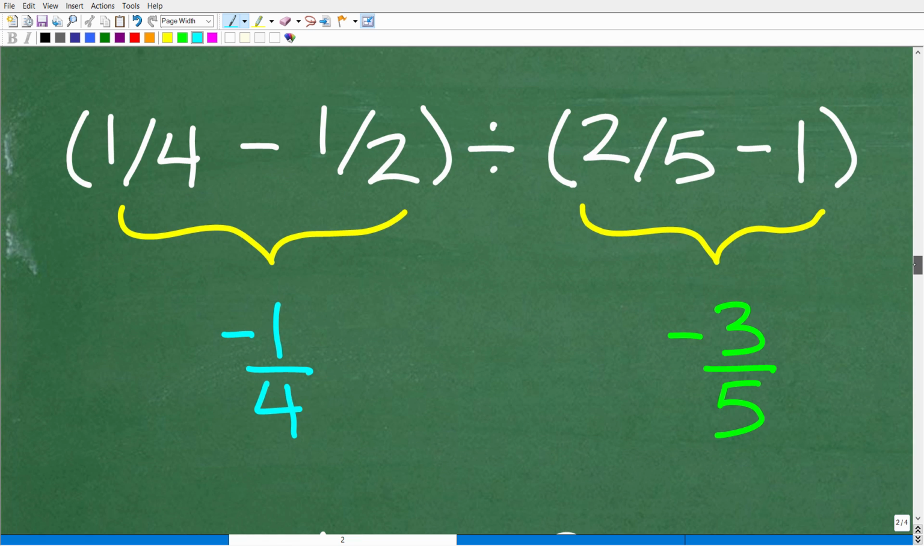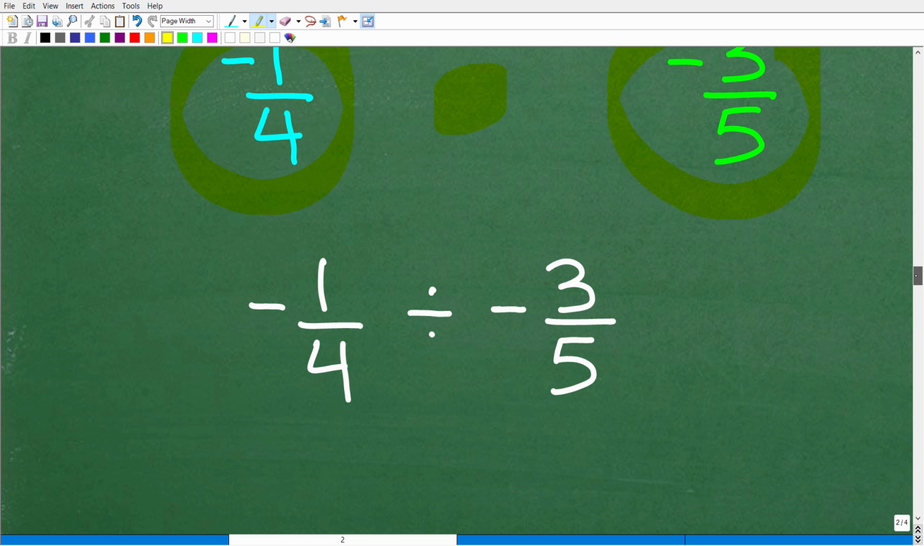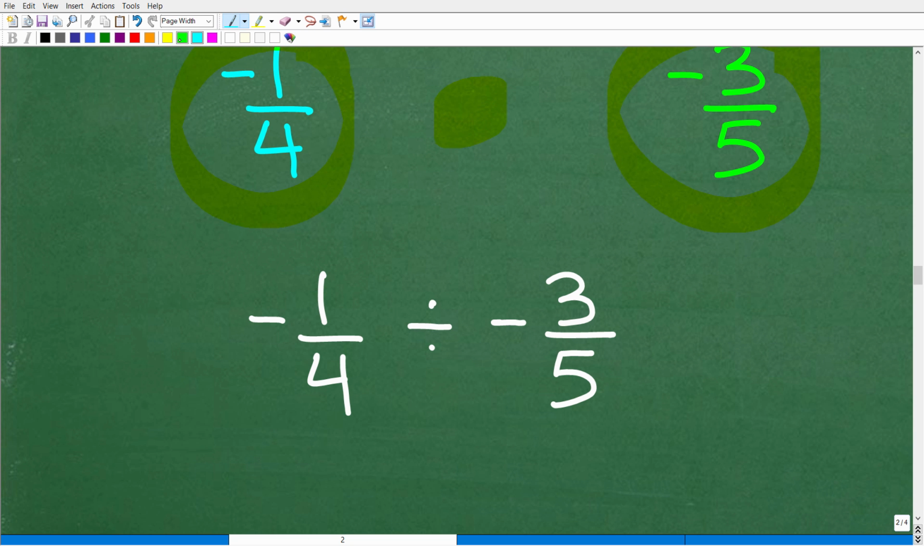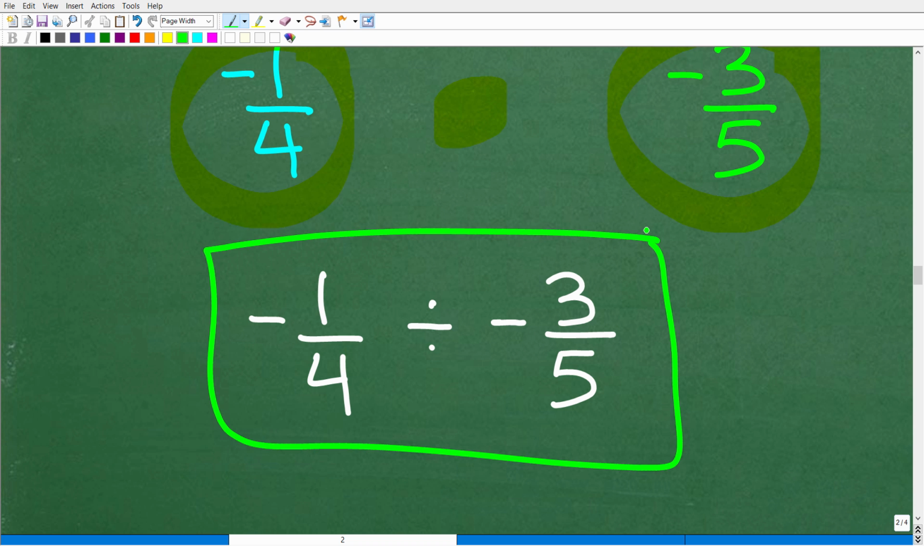Okay, so now we're down to the following. We did the parentheses first. Remember, we're following PEMDAS, so we did what was inside each parenthesis. We ended up with negative 1/4 here and negative 3/5 here, but we have to divide these two fractions. So we're going to have to talk about dividing fractions. So this is effectively our problem at this stage in the game. All right, so how do we divide fractions? Well, this is actually quite easy.